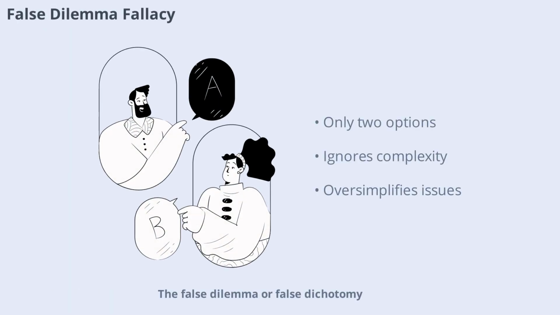The false dilemma, or false dichotomy, fallacy presents only two options when more exist. It forces a choice between extremes, ignoring other possibilities. For example, "You're either with us or against us," suggests there's no middle ground. In reality, most issues are complex and have multiple solutions or viewpoints. Recognizing false dilemmas helps us see the full range of options and avoid being trapped by oversimplified choices.